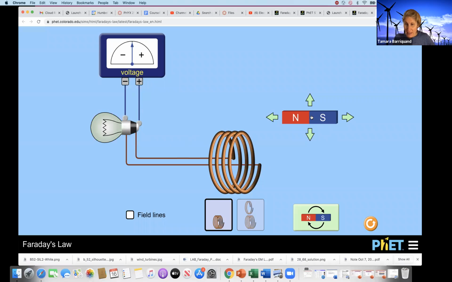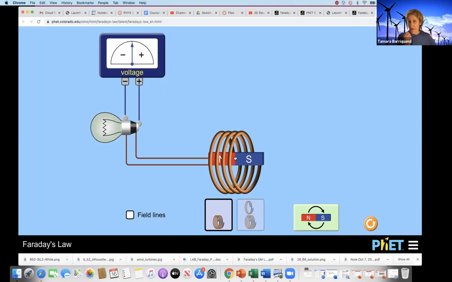Now, here's our magnet, and our magnet's just sitting there. And when our magnet's sitting there, we don't see any sort of light. There's no light going on in the light bulb. I can put the magnet right here. And if it's just sitting there right next to my coil of wires, nothing happens. However, I notice that if I bring the magnet into the coil of wires, right at the moment when it goes in, we see the light go up.